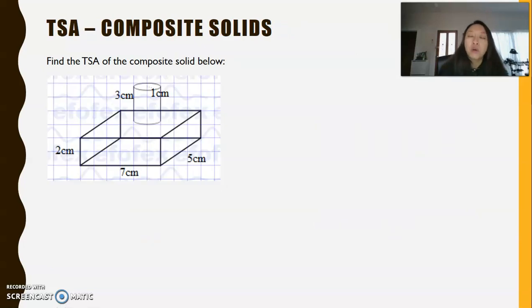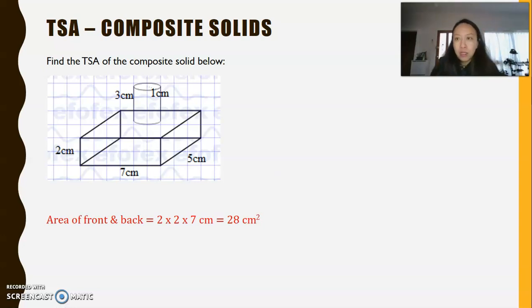If we have a question to find the TSA of composite solids, we have to again understand that TSA is all the exposed surface. So which are the exposed surfaces? Let's just do it step by step. Let's first consider the rectangular prism below.